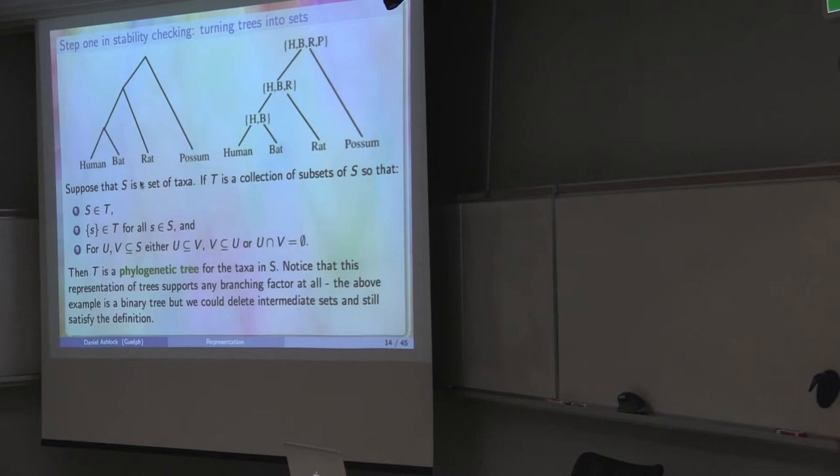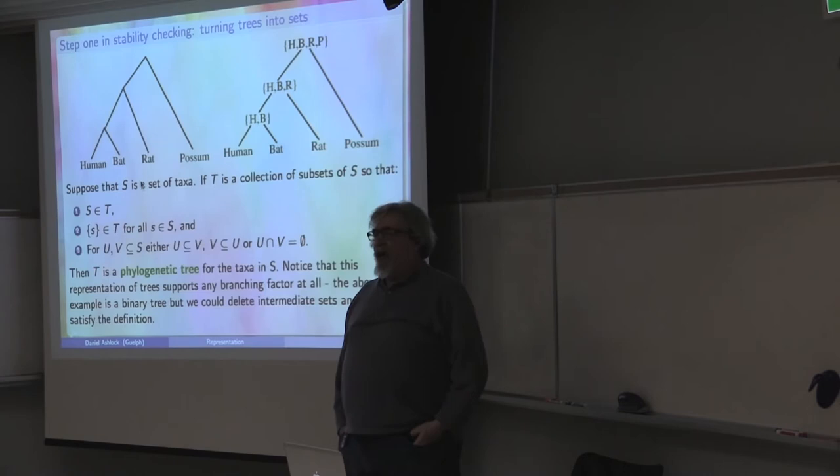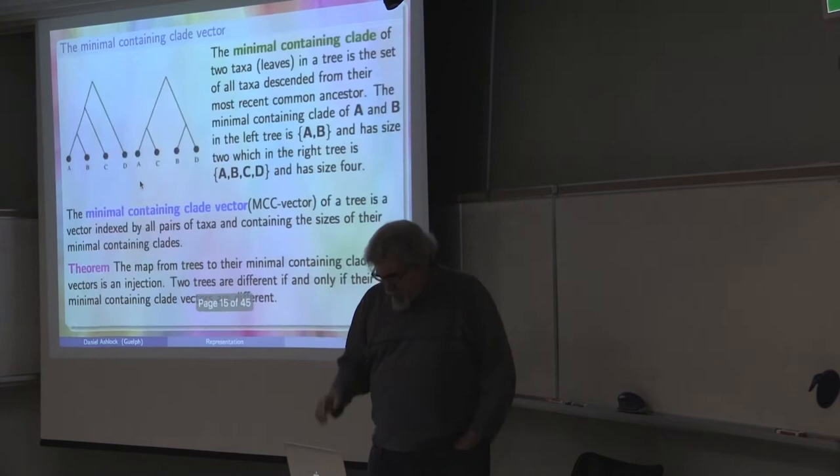Now suppose you have a set S of taxa, in this case those four. Then if T is a collection of subsets of S, so that the whole set is in there, every individual thing is in there, and for any two things in there, either one is a subset of the other, or they have nothing in common, then they form a tree. In fact, any set of sets like that forms a phylogenetic tree. And this lets me turn it into something that's really easy to manipulate with a computer. So in fact, we thought this up as an example for my second year set theory course. And then it turned out that they couldn't quite follow it, but it was useful for biology.